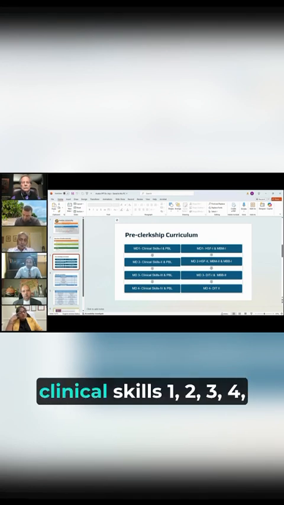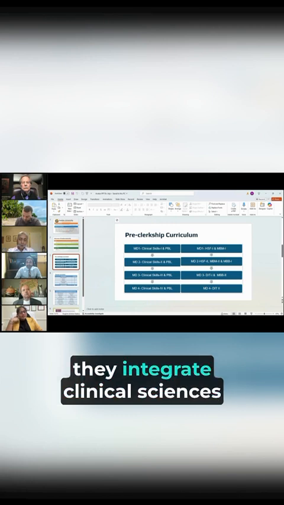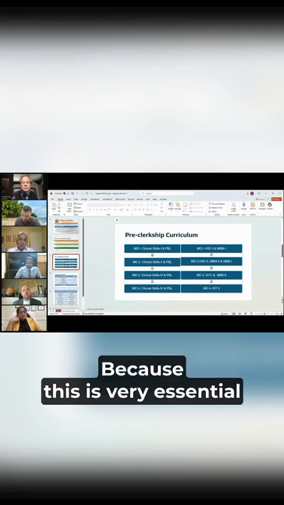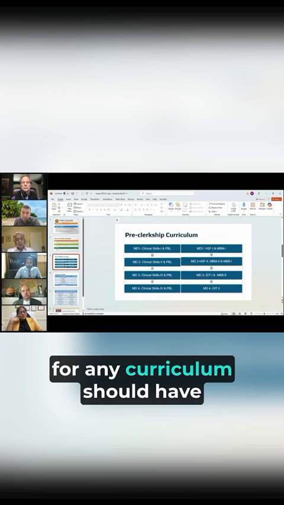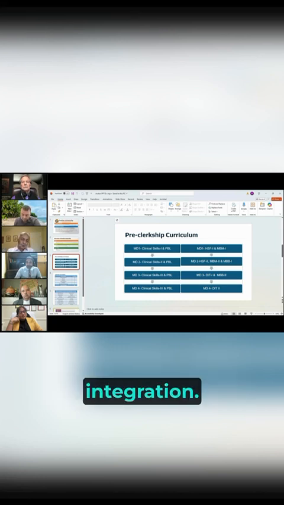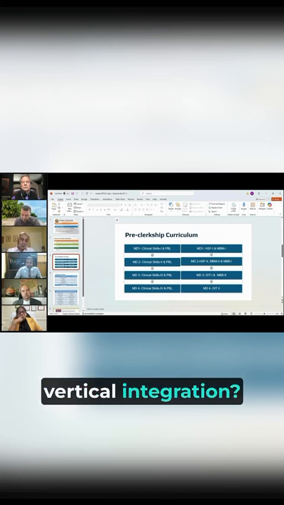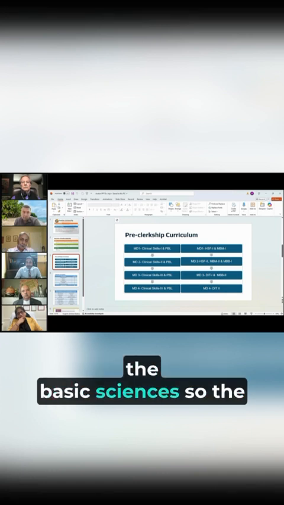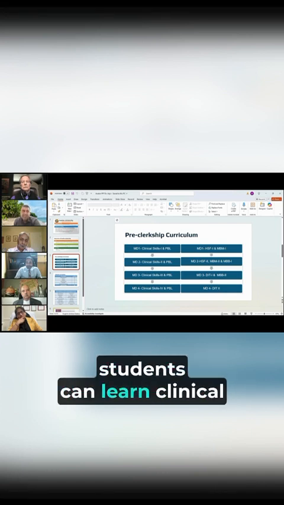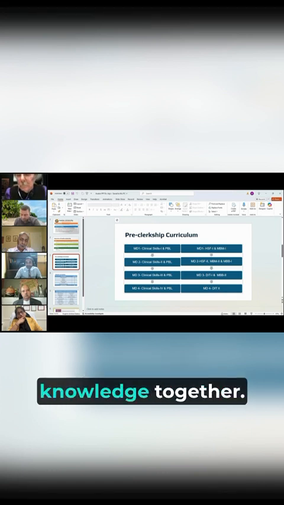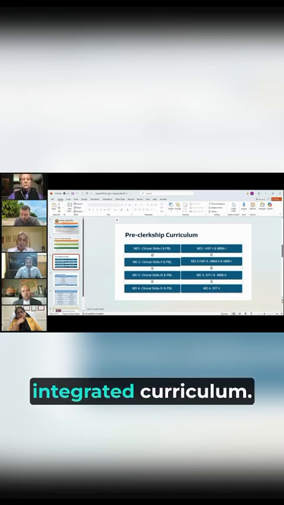These Clinical Skills 1, 2, 3, 4 integrate clinical sciences into the basic sciences. This is very essential, because any curriculum should have vertical integration. What is the meaning of vertical integration? Bringing clinical knowledge into the basic sciences so that students can learn clinical knowledge and basic science knowledge together. That's what we call an integrated curriculum.